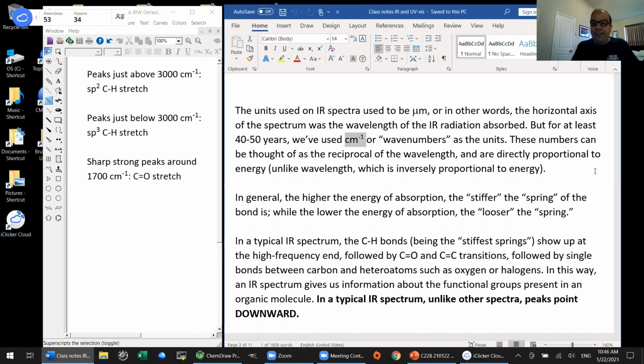And in general, the higher the energy of absorption, the stiffer the spring, if we think of bonds as being like springs, which has its limitations, but doesn't do too badly. You could do worse. And the lower the energy of absorption, the looser the spring. So as you may recall, you saw higher energy transitions at the left of the spectrum and lower energy transitions at the right of the spectrum.